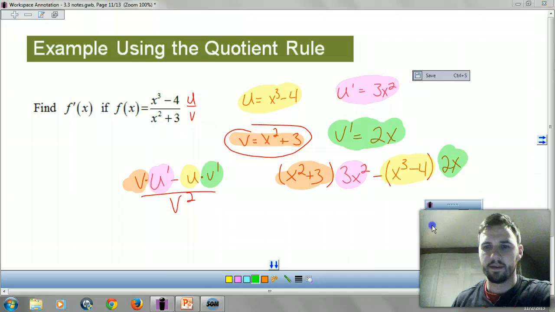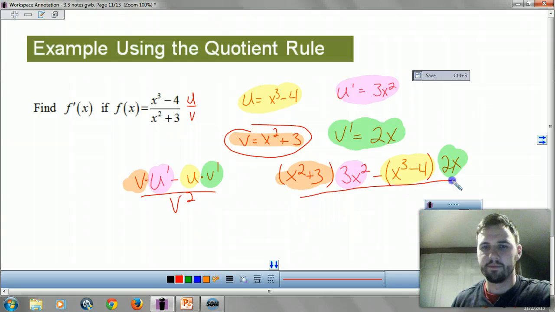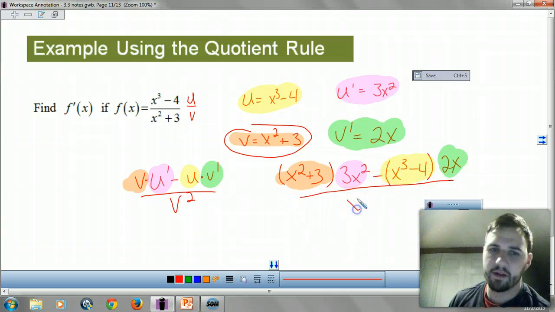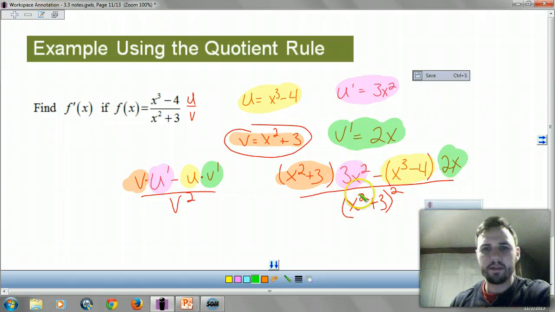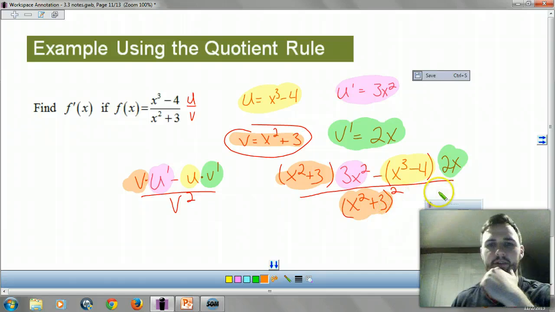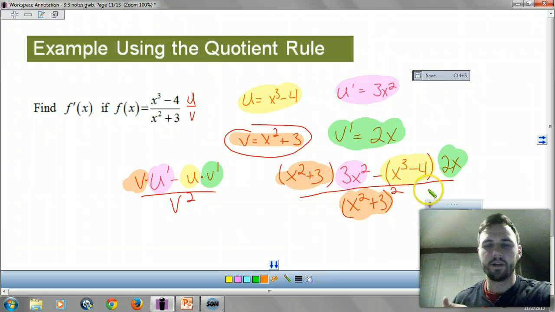Okay. All over the bottom squared, or your v. And that is actually the same thing as that. So I had to use that color, right? Just to kind of show you where I got everything from. Okay? So that's all there is to it, right?